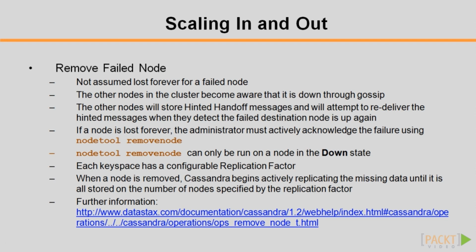Nodetool removenode can only be run on a node in the down state. By design, each keyspace has a configurable replication factor, so that when a node is removed, Cassandra will begin actively replicating the missing data until it is all stored on the number of nodes specified by the replication factor. Okay, let me simulate a node failure and remove it from the cluster.